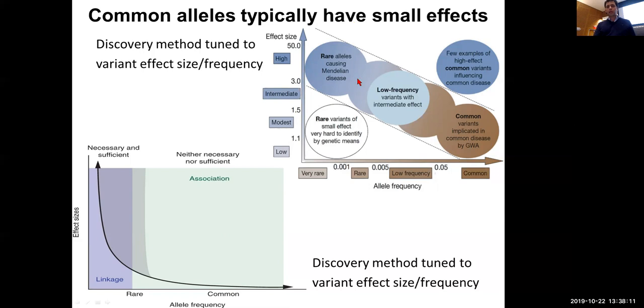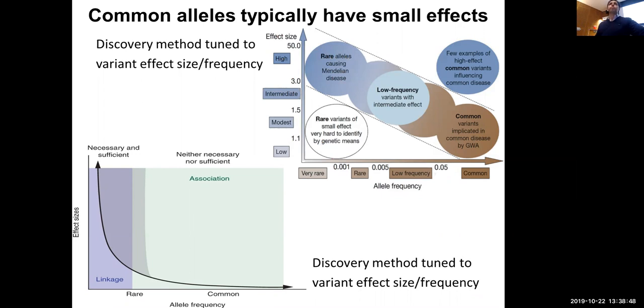Okay? And you can think about this relationship between allele frequency and effect size as an inverse relationship. The more common an allele is, the less likely it is to have a strong effect. And if an allele has a strong effect, it is very likely to be rare. And the reason for that is that if an allele has a strong effect, as it starts getting more common, evolutionary selection will bring it down in frequency.